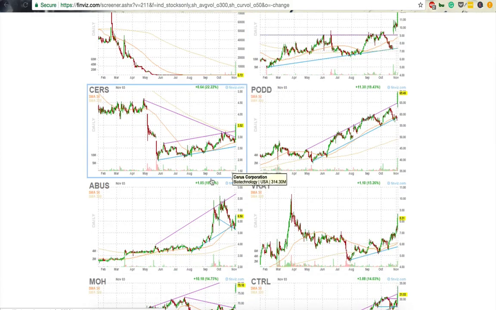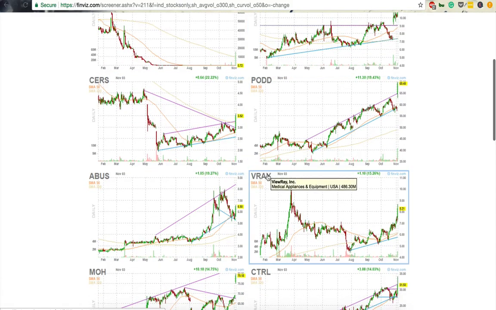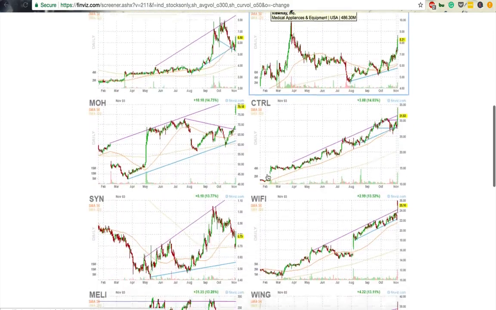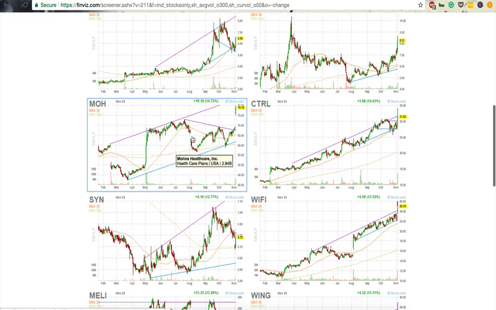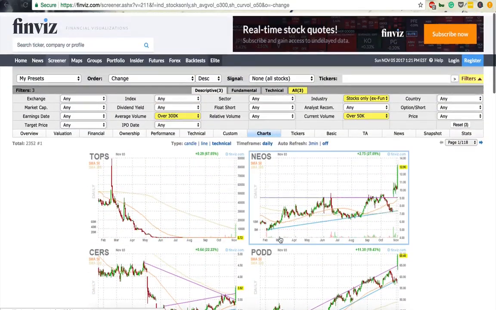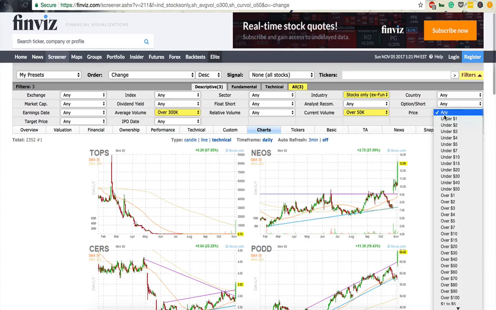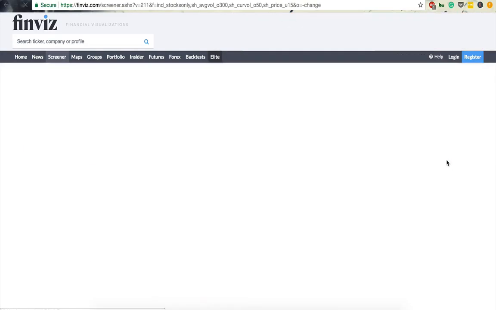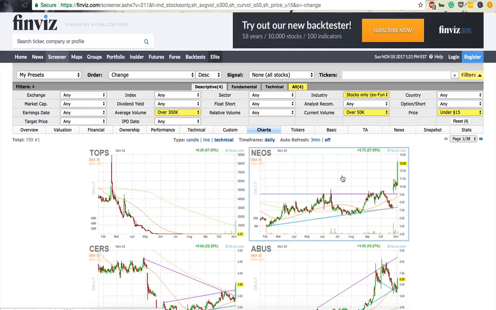So when I find a pattern that I like, I will write the stock ticker down and I'll add it to my watch list on my platforms. Again, I like to see these upward trends with consolidation. But again, the price range for these are just too huge. So what I do is I go to price and then I make it under $15 because I would trade a stock normally around under 20.